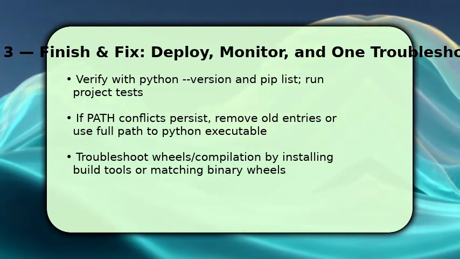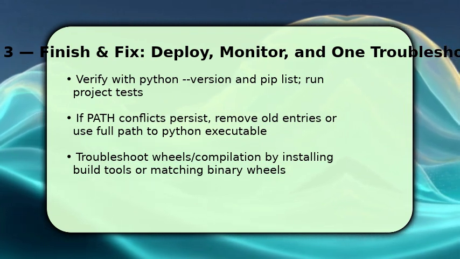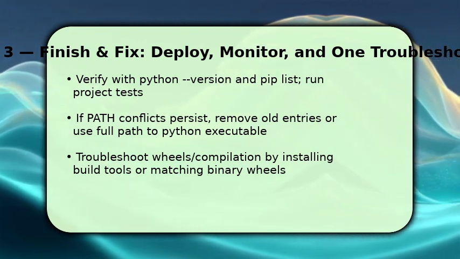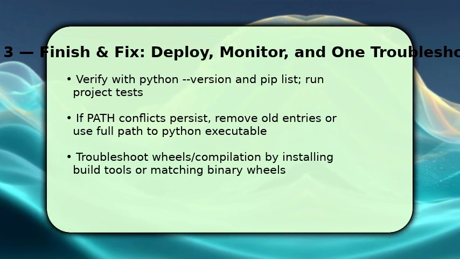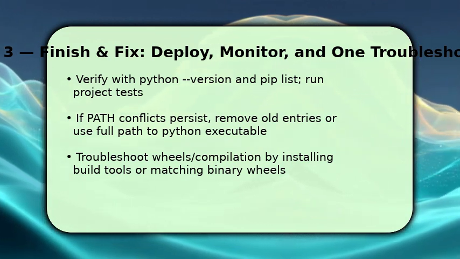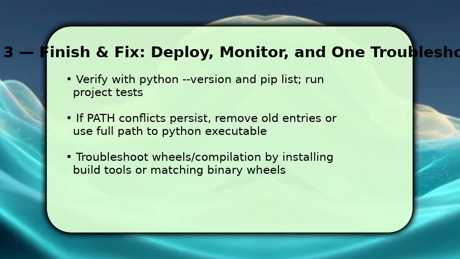If packages fail to install due to compilation, install system build tools or choose compatible binary wheels. One tip: if something breaks, revert by activating backups and comparing requirements files to restore state.